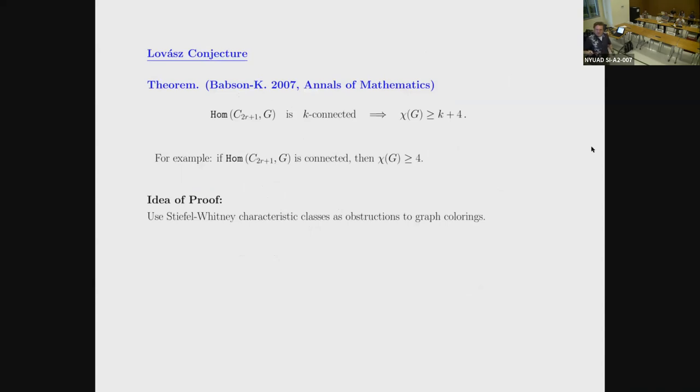But one thing which one can prove about them is that actually it was a question of Lovász, which is the following. The idea of his conjecture and this general approach, which we call test graphs, is that we want to study graph colorings, which means mapping our graphs to complete graphs.